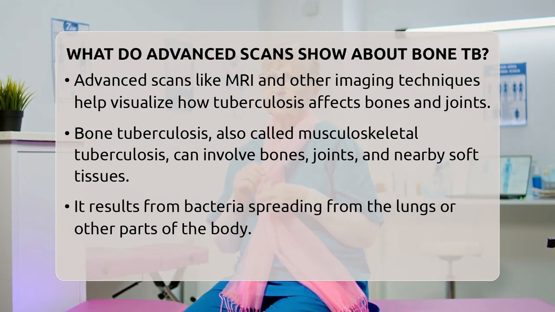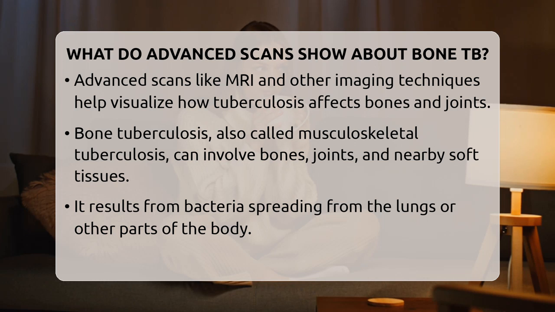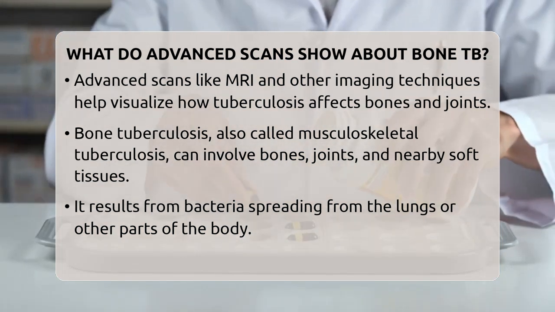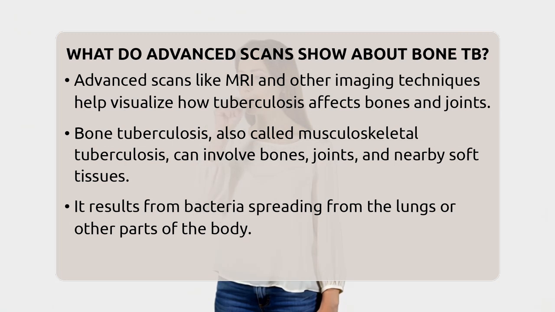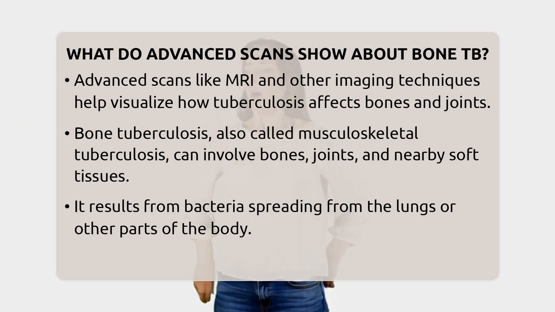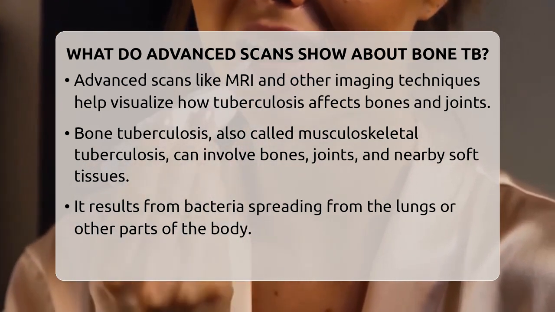What do advanced scans show about bone TB? Imagine trying to see inside the bones and joints to understand how tuberculosis has affected them. Advanced scans like magnetic resonance imaging and other techniques give us a detailed picture of what is happening inside the body. Bone tuberculosis, also called musculoskeletal tuberculosis, can involve bones, joints, and nearby soft tissues.